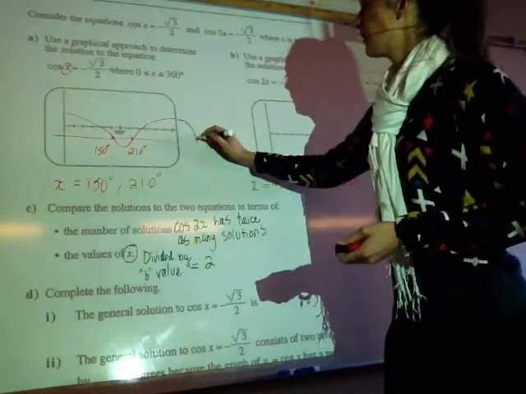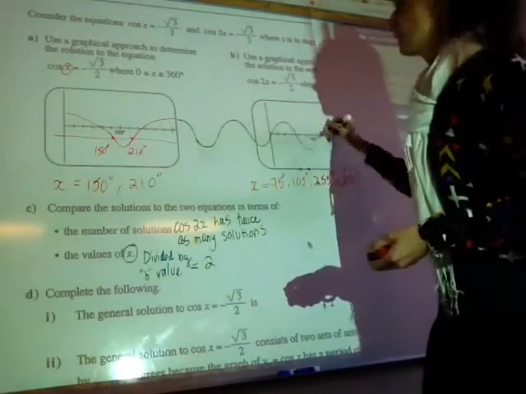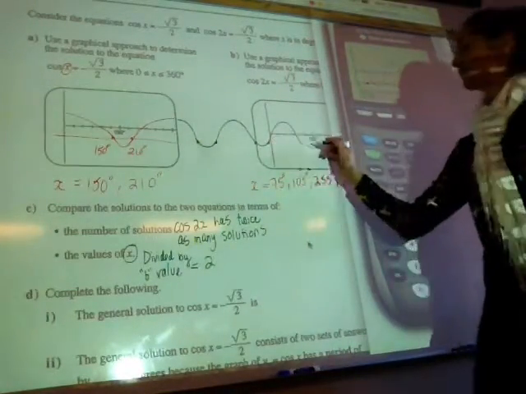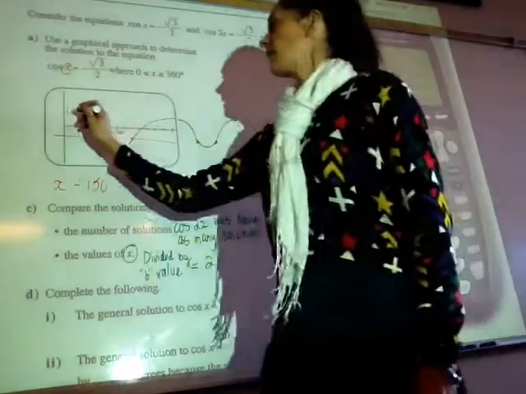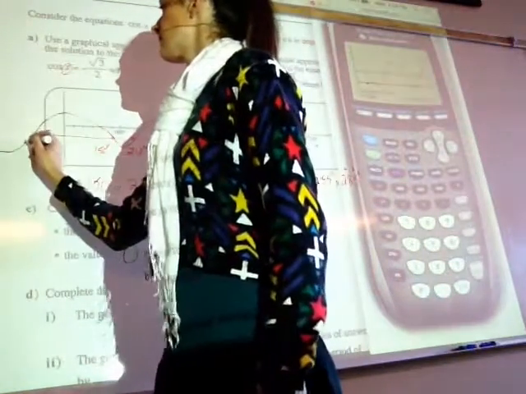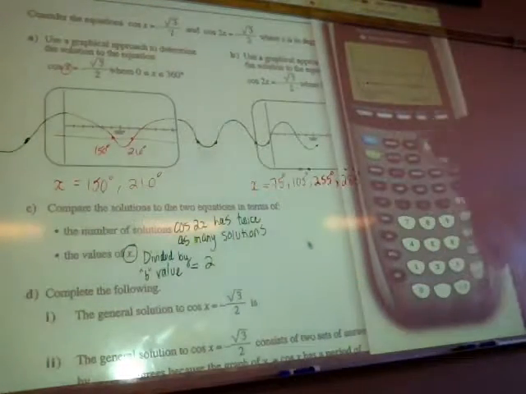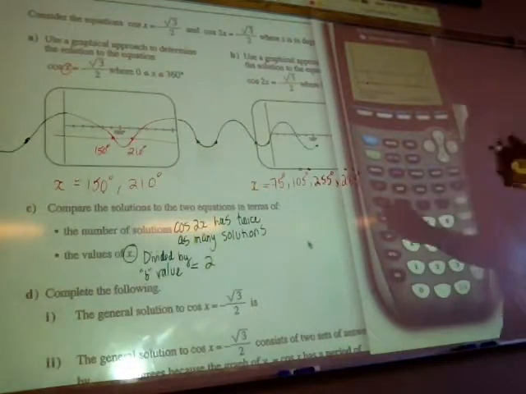For example, this just kept going. Oops, went a little too low. So this just kept going and going and going. How would I find these two solutions? And then these two. And then these two. Or if I went backwards, how would I find these two? You're going to have to add or subtract a rotation, or 360 degrees.